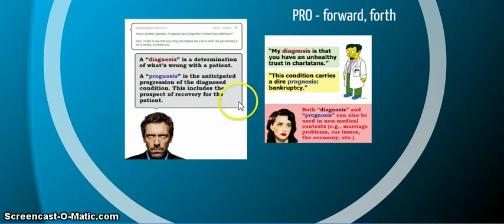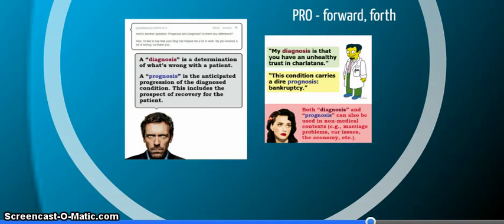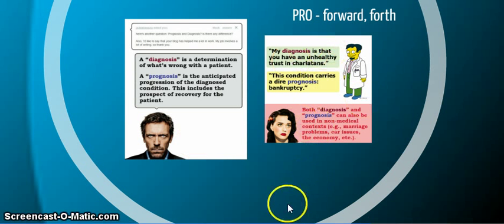So we have here Dr. House saying a diagnosis is a determination of what's wrong with the patient. We already had that word. The prognosis is the anticipated progression of the diagnosed condition. This includes the prospect of recovery for the patient. So if the diagnosis is where the doctor figures out what's wrong, prognosis is what he thinks will happen next, and hopefully when he thinks he'll recover, right? Or she.